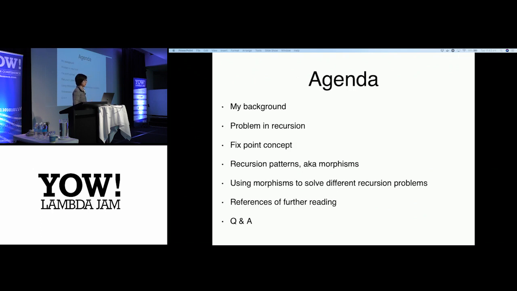Today I'm going to show you how to avoid repeatedly writing some recursive code by using recursion schemes. Here is the agenda. I will point out some problems in some sample recursion examples, and then I'll introduce the concept of fixed point, which gives rise to some fundamental recursion patterns, also known as morphisms. Later on, I will illustrate how to use these morphisms with some recursion examples, and then I will introduce some references for further reading. And finally, I will come to a Q&A section.